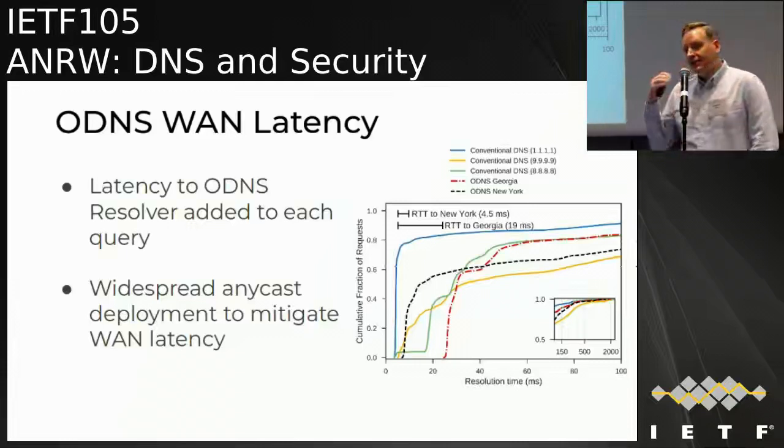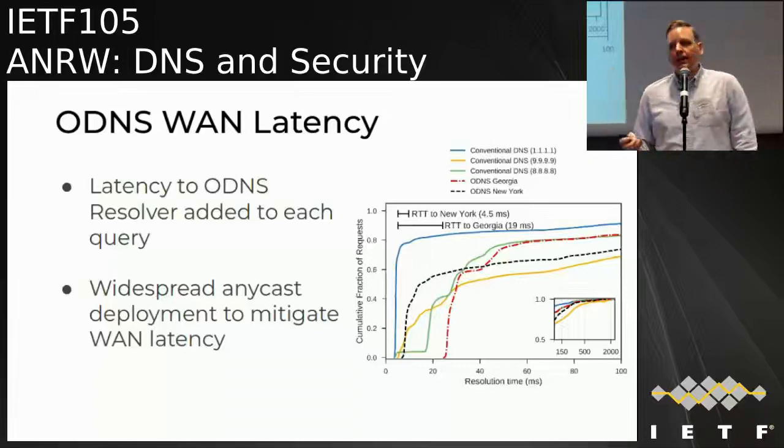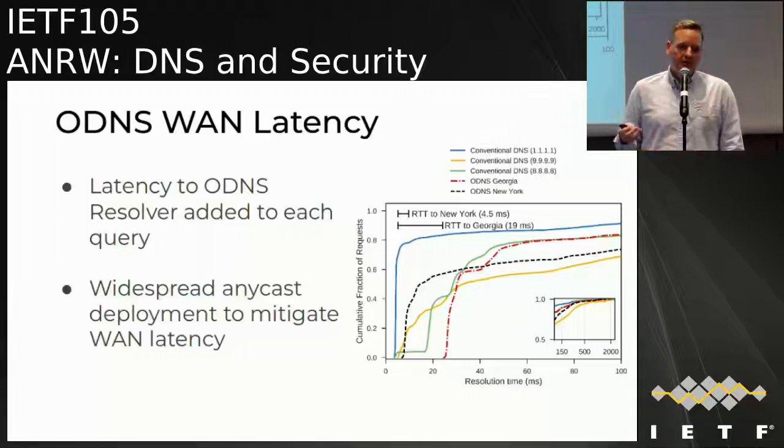So this obviously motivates that we need a widespread deployment of ODNS resolvers. You can't just have a single ODNS resolver out there in the world because you'd introduce a huge amount of latency for a large number of people. So we argue for a widespread Anycast deployment in order to sort of get nearby.